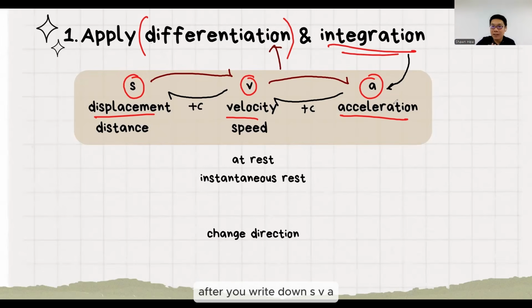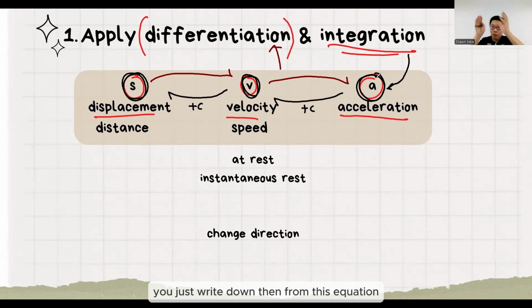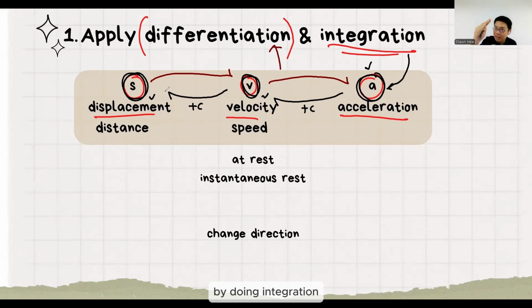After you write down SVA, you list down the information that they give. Let's say they give you displacement, then you just write down the displacement. Let's say you have the acceleration equation, you can find the velocity and displacement equations by doing integration. After that, you can see the question.